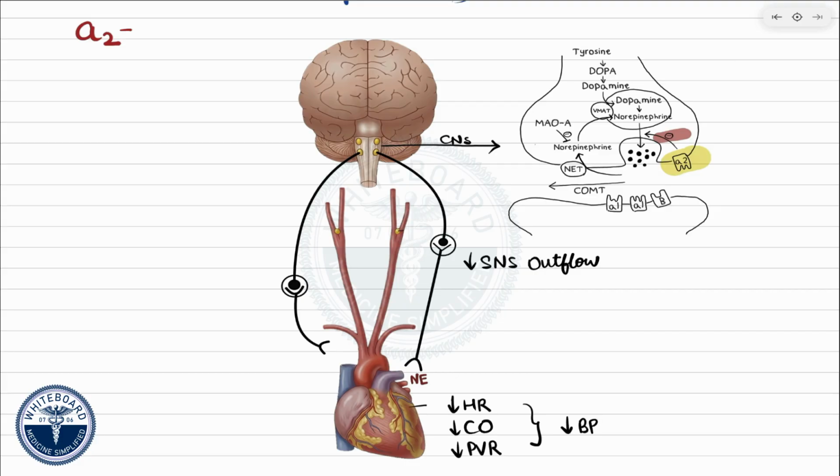The most important alpha-2 agonists that you should know are clonidine, apraclonidine, guanfacine, and methyldopa. Let's begin with the first alpha-2 agonist, clonidine.